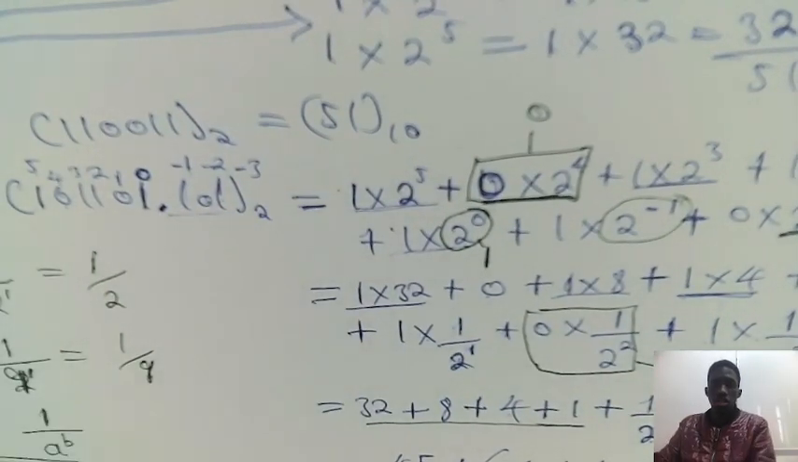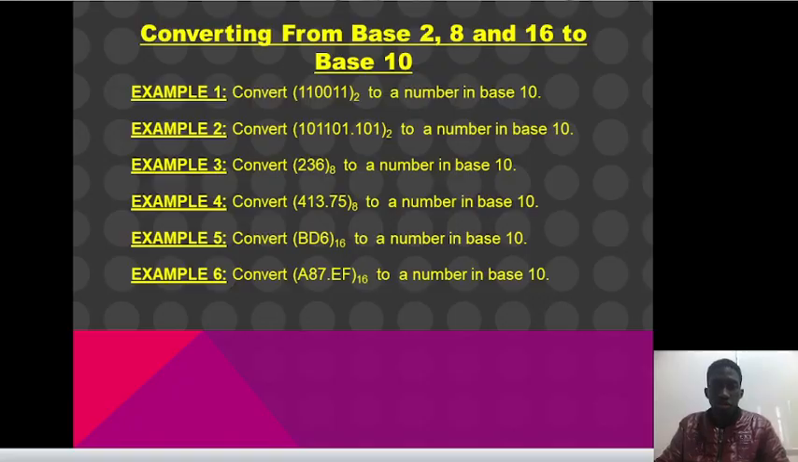So now let's move over to our next example. We want to convert 236 in base 8 to a number in base 10. So this time around, we're working with base 8, right? So 236 in base 8.